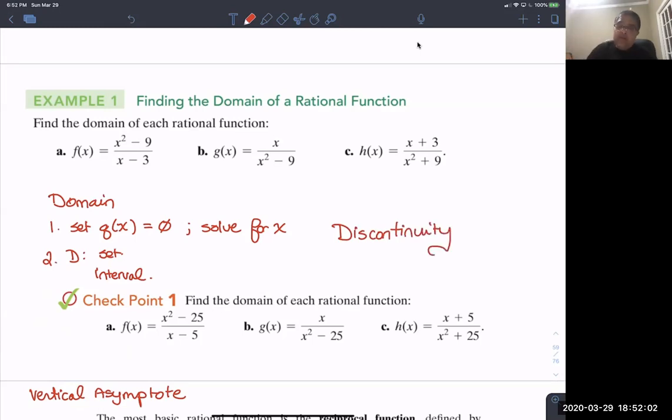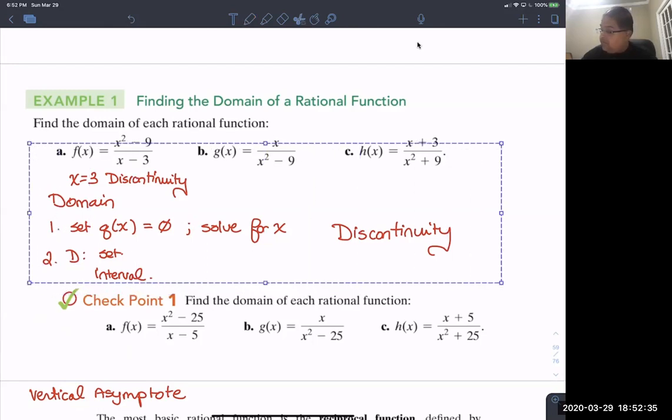What x cannot be, we call that a discontinuity. So, for example, in problem A, x equals 3 is my discontinuity. It's called a discontinuity because that's where the graph does not exist or is discontinuous, right? We're going to talk about discontinuities more in a couple of seconds. But before we do that, let's do some more practice problems, okay?